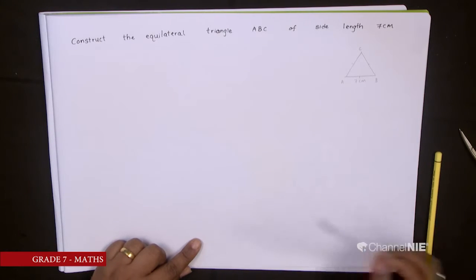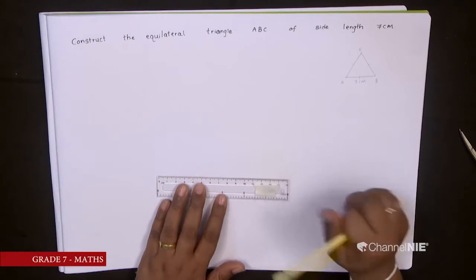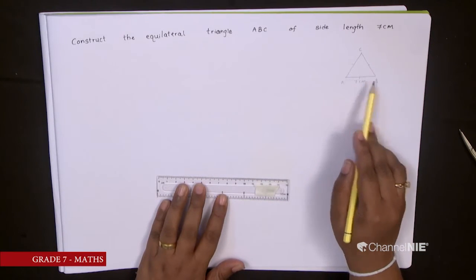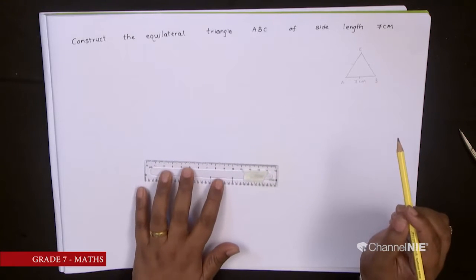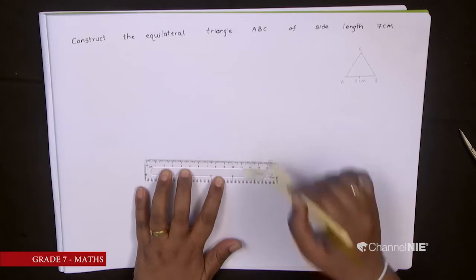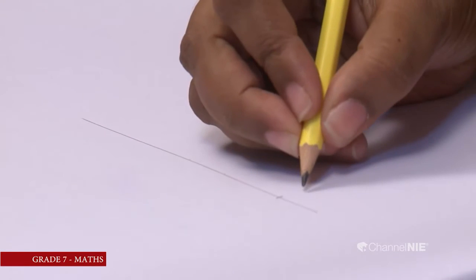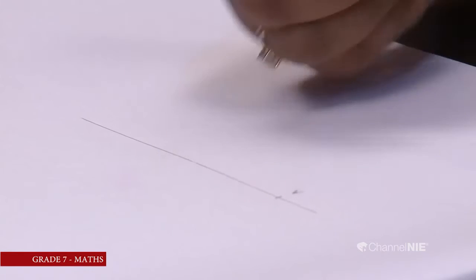So, I will start with the side AB. First of all, I am going to construct the straight line segment AB. So, step number 1, I have to draw a straight line segment. Then, I am going to mark a point on the straight line segment. I will name it A.